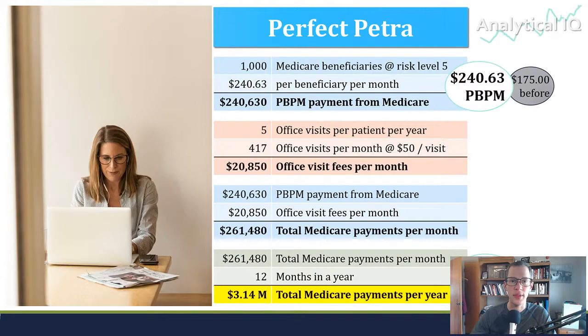Now, I'd like to point out that this is more than triple what Hardworking Helen was getting for her level 3 population in year 1. So big difference between level 3 and level 5. Huge difference, a chasm between level 1 and level 5.